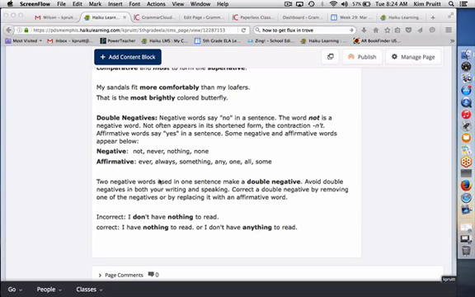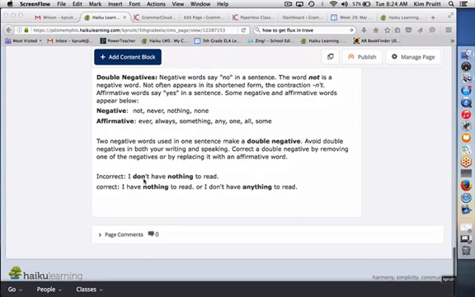So when you have two negatives used in one sentence, it makes a double negative, and you want to avoid that in writing and speaking. So in order to correct a double negative, you have to remove one of the negatives and replace it with an affirmative, okay? So you wouldn't say, I don't have nothing to read. So you've got a double negative here. So the correct way would be, I would say, I have nothing to read. I removed don't. Or you could say, I don't have anything to read, so I replaced nothing with anything.